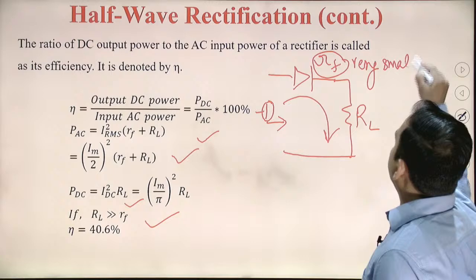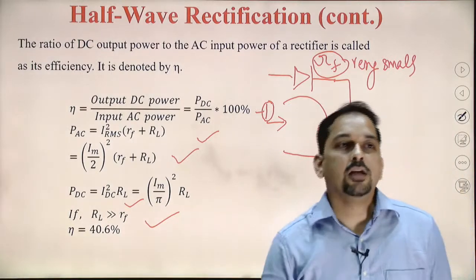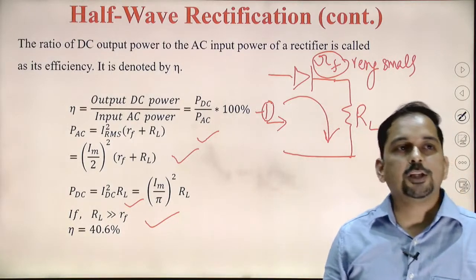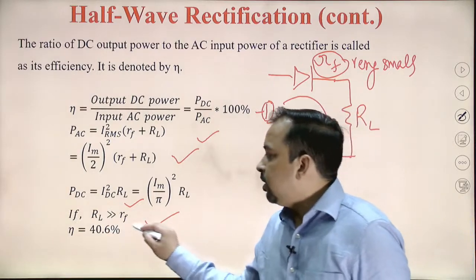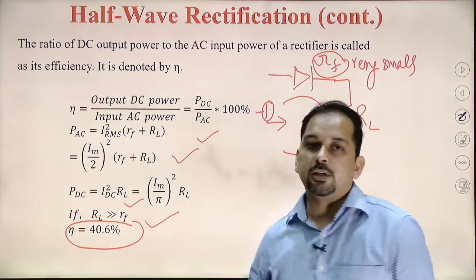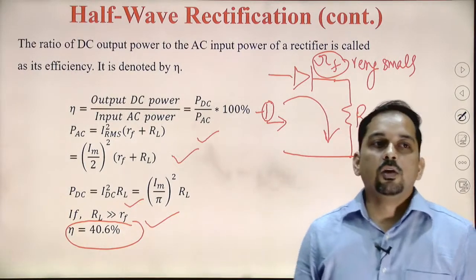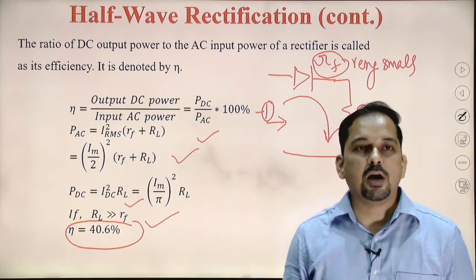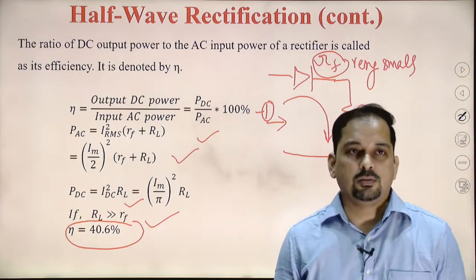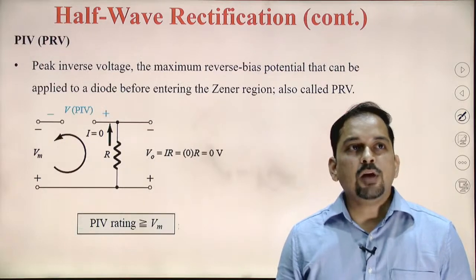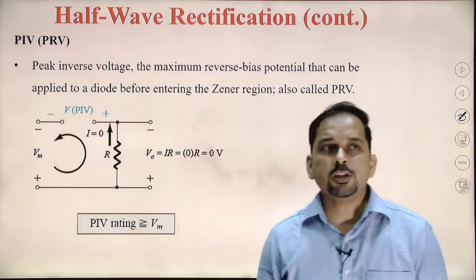It's very small. So what we can assume here is that if RL is very high in comparison with RF, then we are getting an efficiency of around 40.6%. It shows that only 40.6% of the power is converted to DC. So this efficiency is very low. So we are moving towards the PIV.